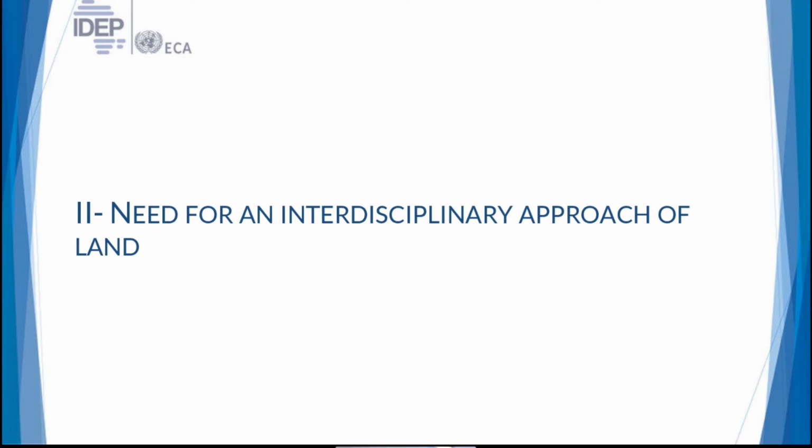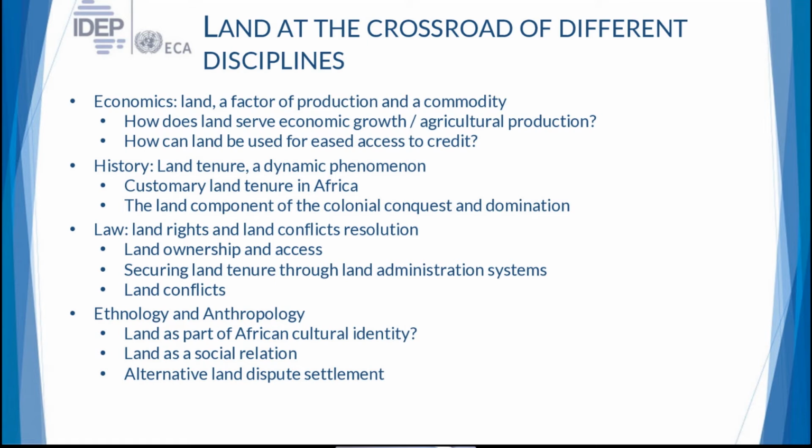Now we'll move toward discussing the need for an interdisciplinary approach to land. I would say that land is at the crossroad of so many disciplines. We can look at land from our different and respective disciplines. For economists, for example, land is perceived first and foremost as a factor of production and a commodity.